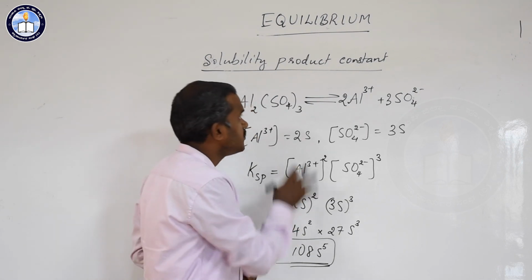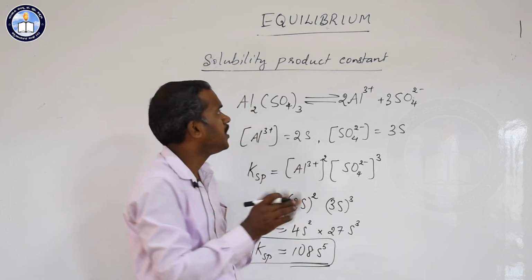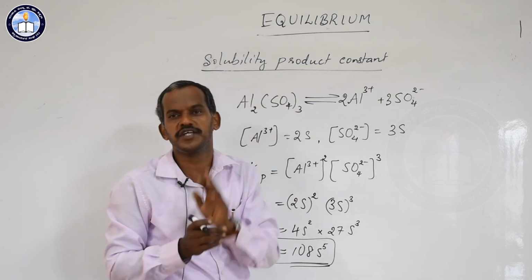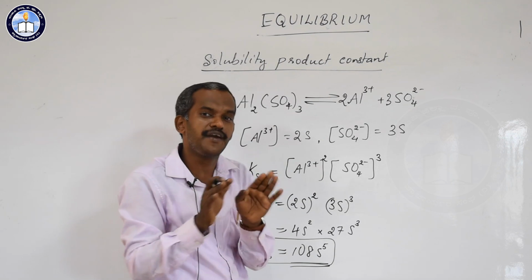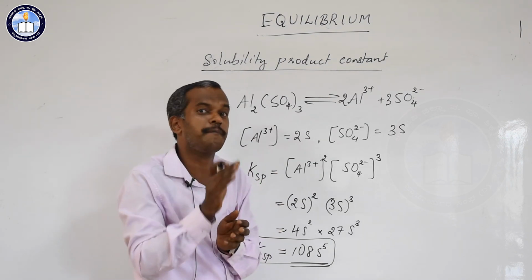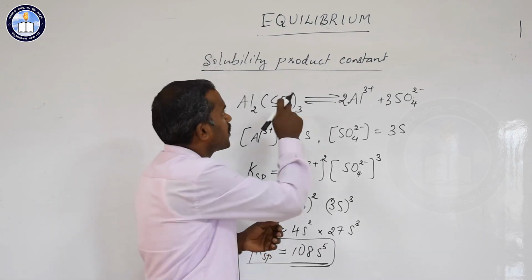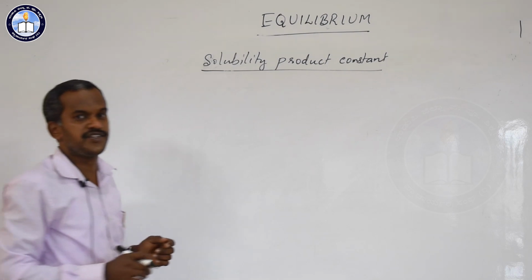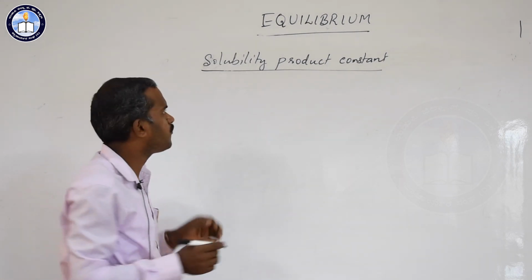So these are the examples where we understood how to get the solubility product constant. After these two examples, now let me move on to the general form. Whenever there is a general form, how can you represent that solubility product constant? That part you try to understand. Okay students, we try to understand the general formula now.